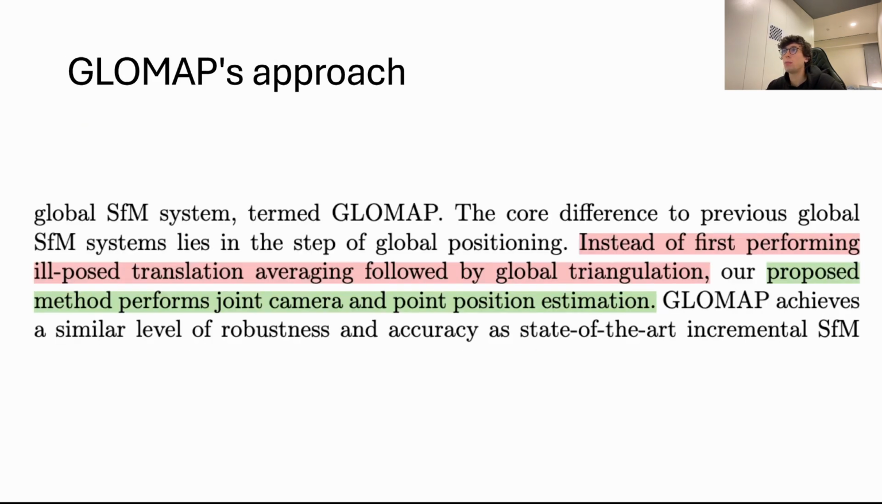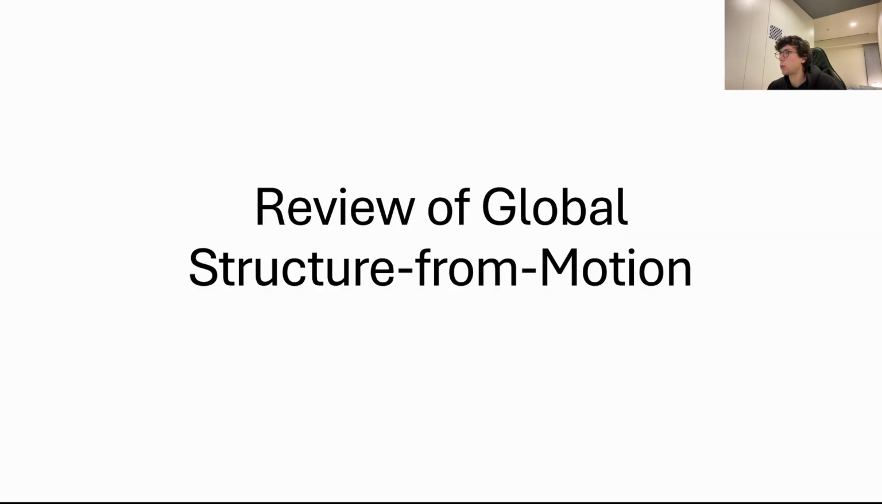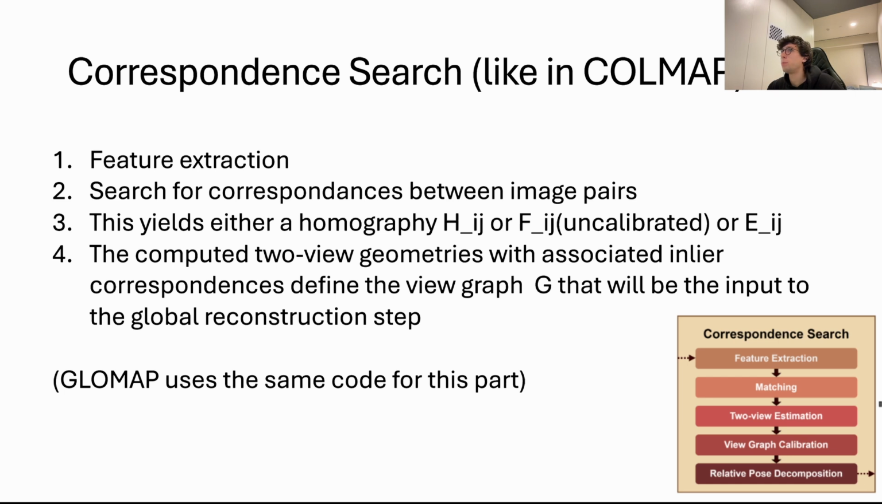So what GLOMAP is doing, they say, no, we are not doing this translation averaging step. We are skipping it altogether. And after the rotation averaging step, we jointly perform camera and 3D point position estimation. And this is exactly the novelty in their work. So now we will look at what global structure from motion is.